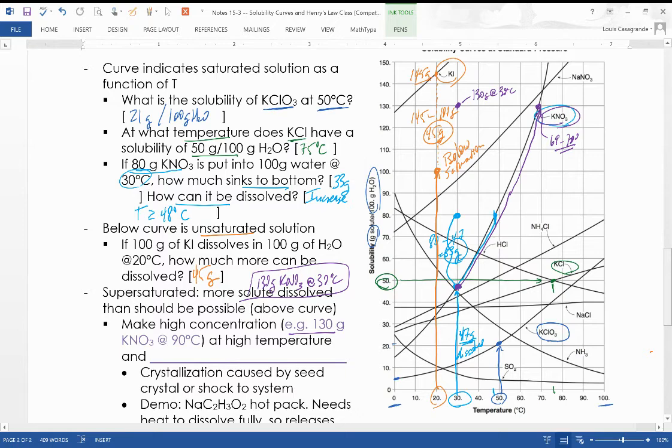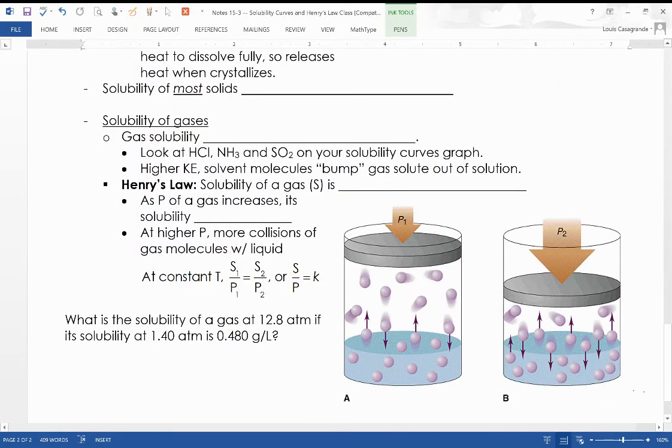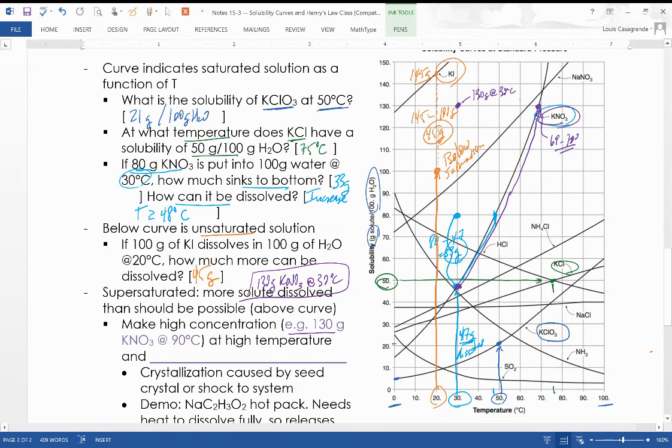Everything has been dissolved. Once we get everything dissolved, we're going to slowly cool it. So I'm drawing this dotted line coming back to 130 grams at 30 degrees C. And if I've done this properly, I should have a supersaturated solution. So you heat it up to a high temperature and you cool it slowly and carefully.